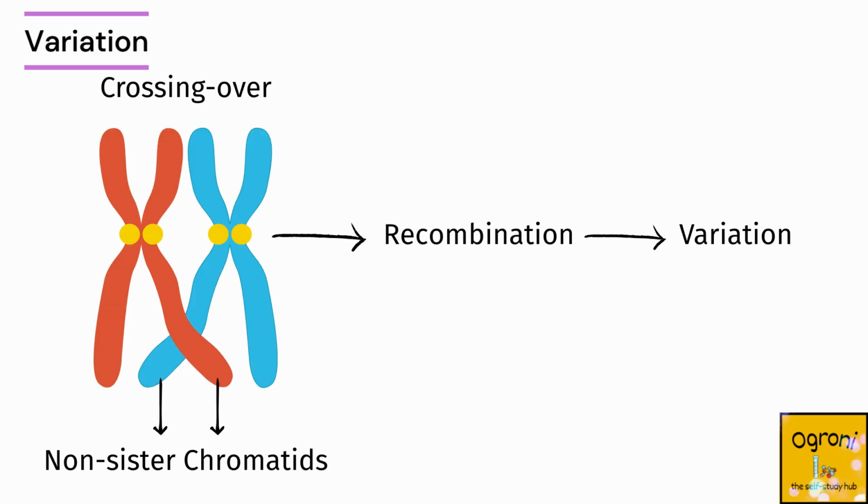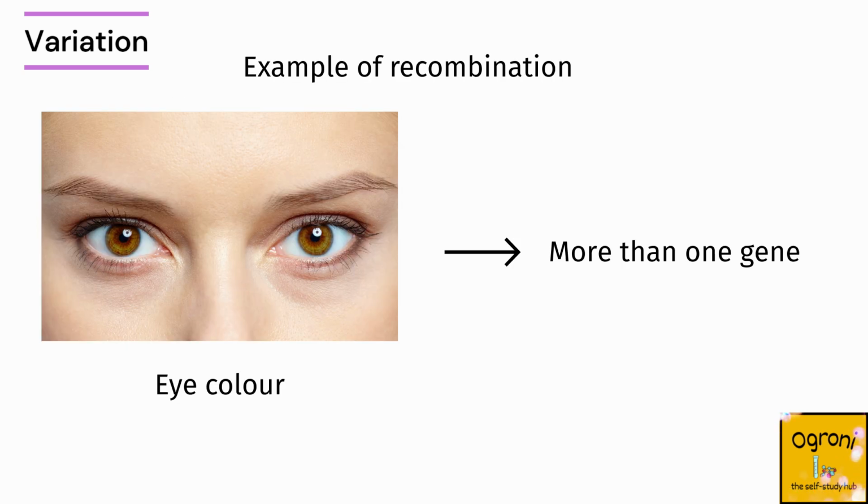During gamete formation in the eukaryotic cell, an event called crossing over takes place, where genetic exchange takes place between the non-sister chromatids of homologous chromosomes. This is called recombination, which may lead to variation in life forms. This can be explained with the help of an example.